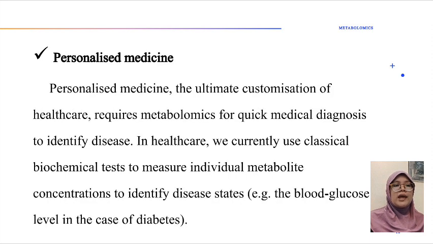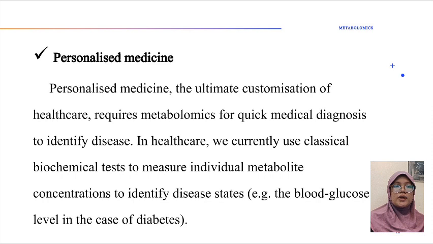And the last one, we have personalized medicine. Personalized medicine is the ultimate customization of healthcare, and requires metabolomics for quick medical diagnosis to identify disease. We currently use classical biochemical tests to measure individual metabolite concentrations to identify disease, such as the blood glucose level in the case of diabetes.